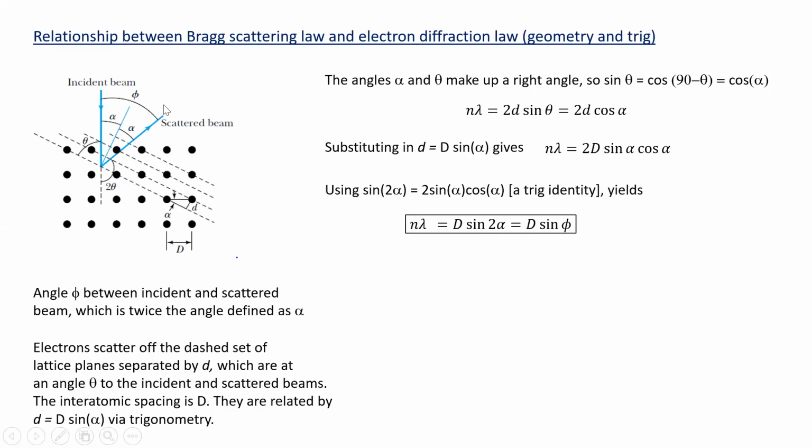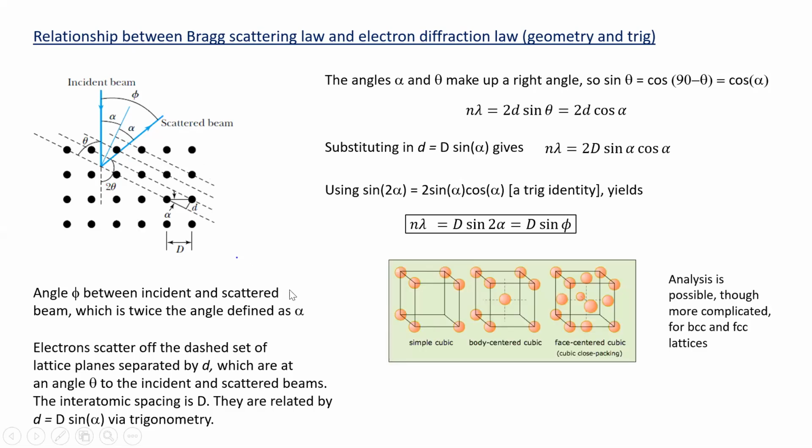relationship. Now notice that there are multiple sets of lattice planes here, and so there can be multiple angles phi at which the electrons are scattered. Okay, because there are multiple sets of lattice planes: the straight planes, the 45-degree angle planes, this sort of 30-degree angle plane, and so forth.